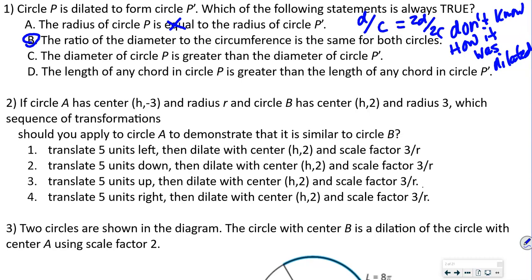The diameter of circle P is greater than the diameter of circle P prime. Well, we don't know that because we don't know how it dilated. The length of any chord in circle P is greater than the length of any chord in circle P prime. Again, we don't know that because we don't know how it dilated.